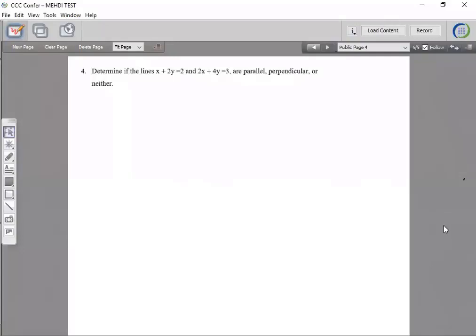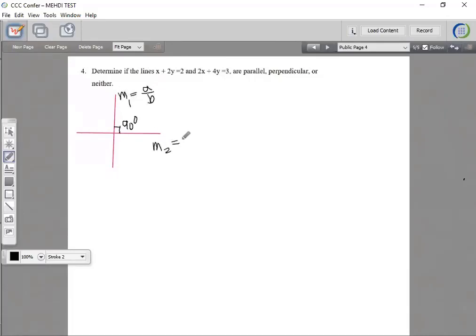Okay, here it says, determine if the lines x plus 2y equal to 2 and 2x plus 4y equal to 3 are parallel, perpendicular, or neither. Remember, we said if two lines are perpendicular, we did that in the other session, their slopes would be negative reciprocals of each other, if they make a 90-degree angle. So if the slope of this line here is a over b, the slope of the other line would be negative b over a.